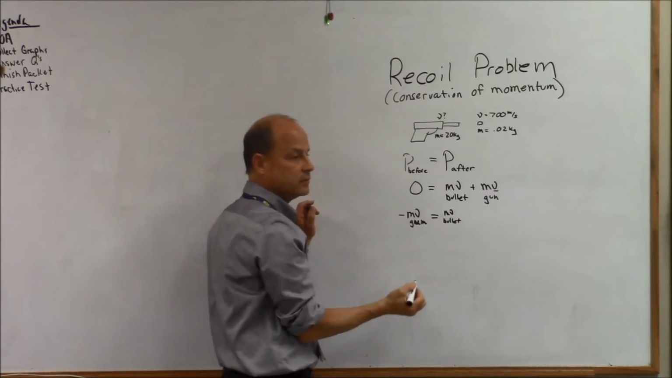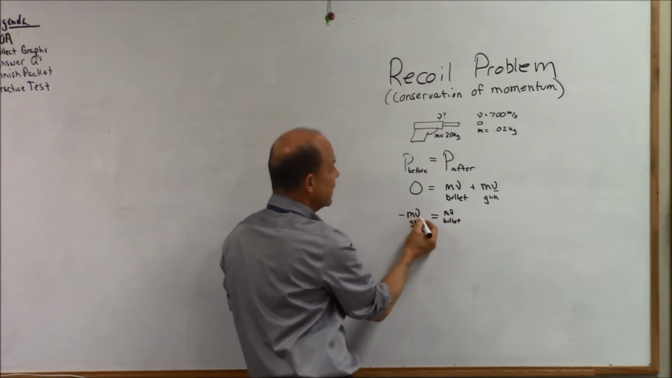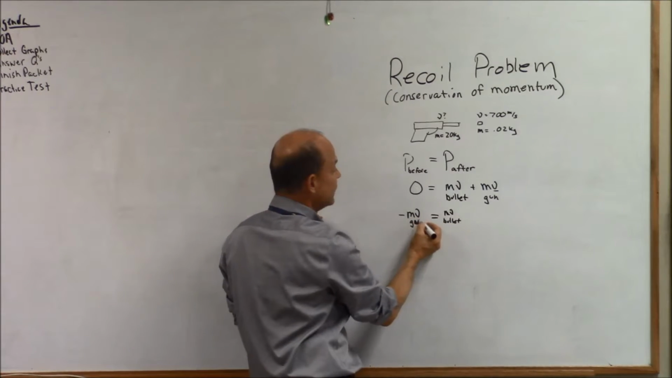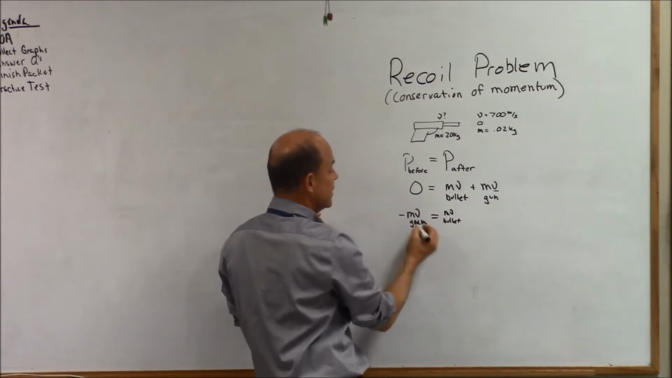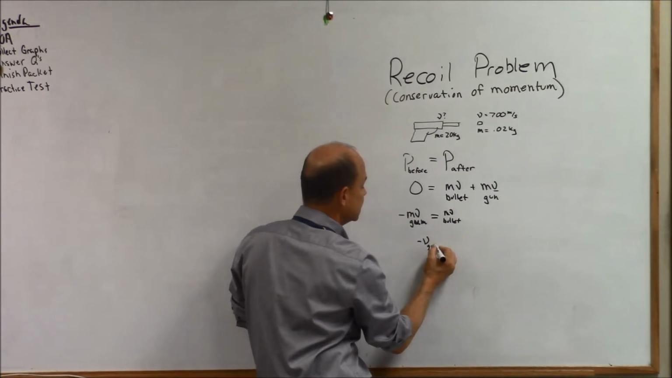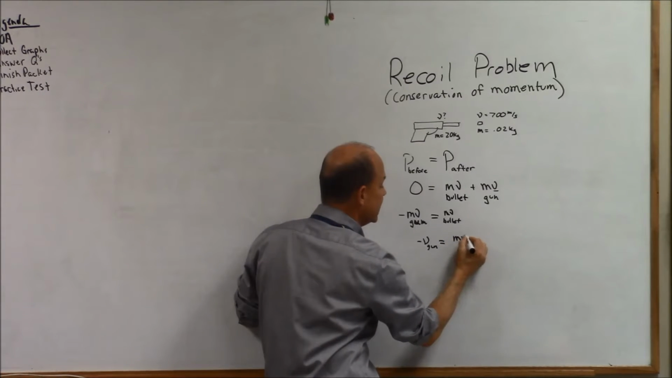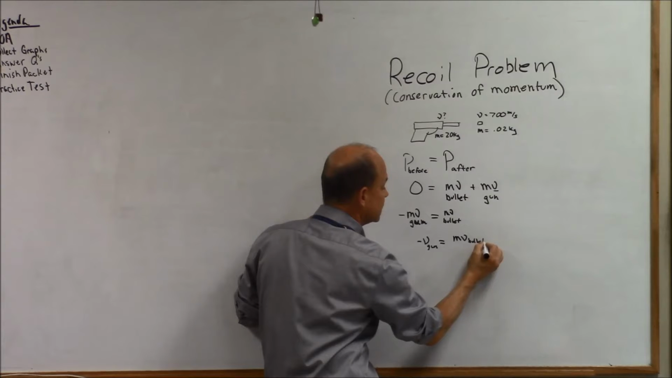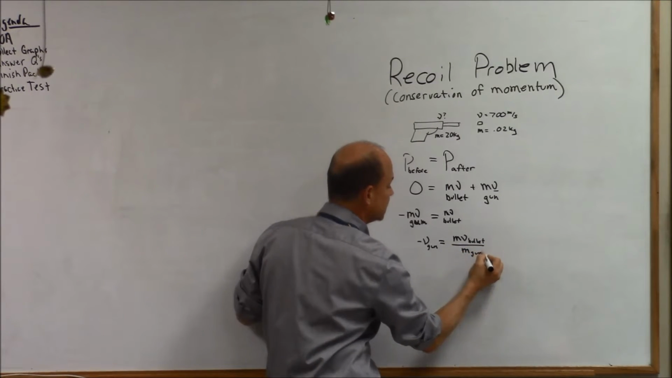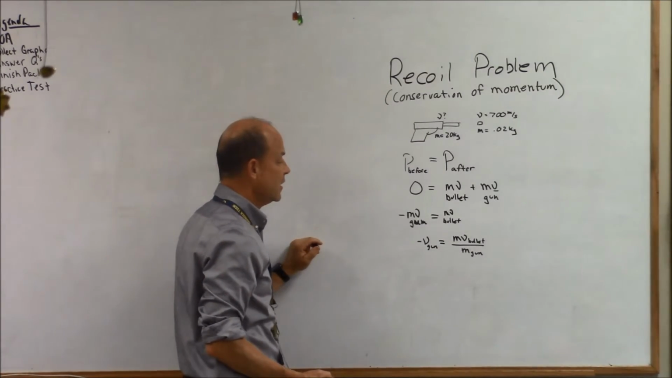Are you with me so far? Now, what I'm trying to find is the velocity of the gun. That's the question. So if I divide both sides by the mass of the gun, then I'm going to have isolated the velocity of the gun. So negative v gun is equal to the m v of the bullet divided by the m of the gun. Okay? Hang with me. I'm almost done. All right?